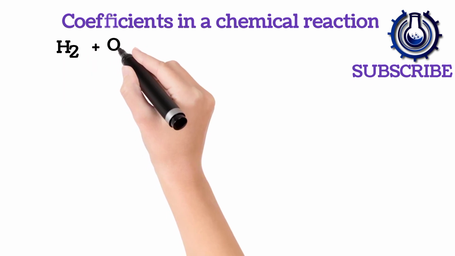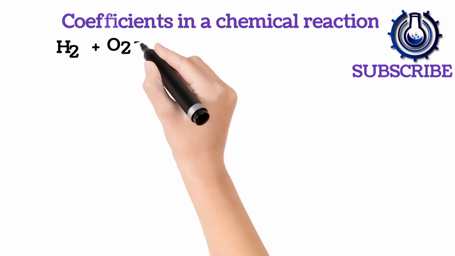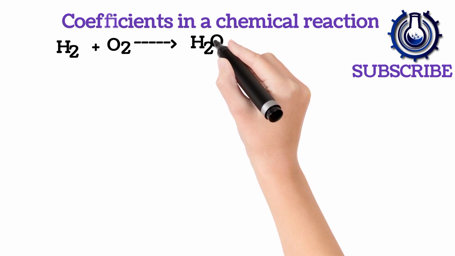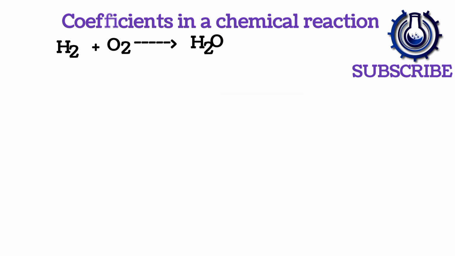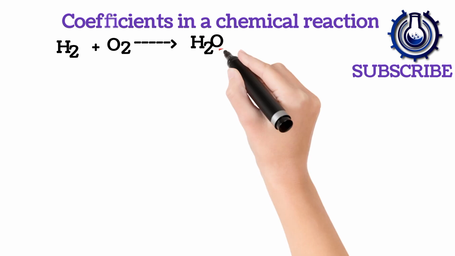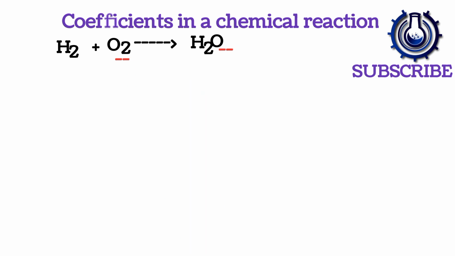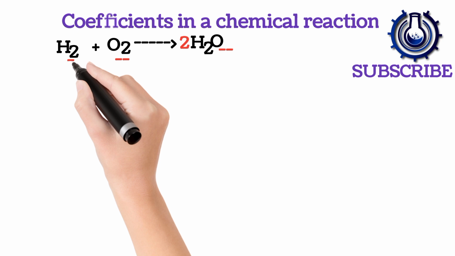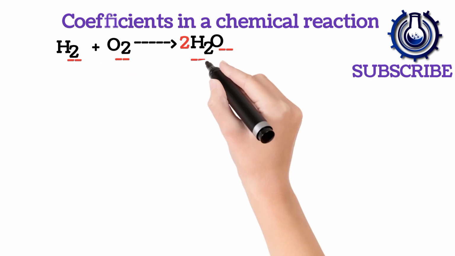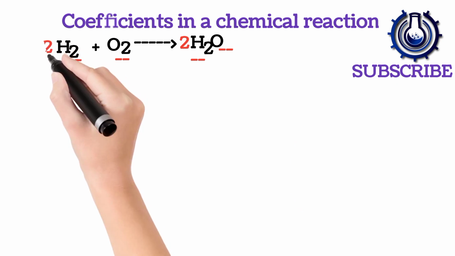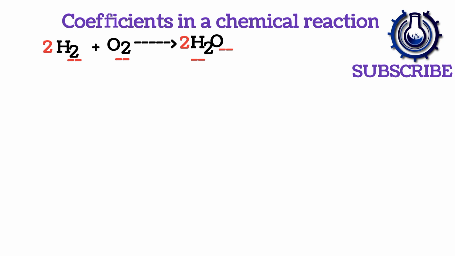In a reaction such as H2 plus O2 to form H2O, let's balance this equation. On the left, we have two atoms of oxygen, and on the right, we have one. So we'll balance it by 2. We'll also balance hydrogen. On the right, we have 4 atoms of hydrogen, and on the left, we have 2. So we'll balance it by writing 2. In this way, the equation is balanced because we have 4 hydrogen on the left, 4 on the right, 2 oxygen on the left, 2 on the right.